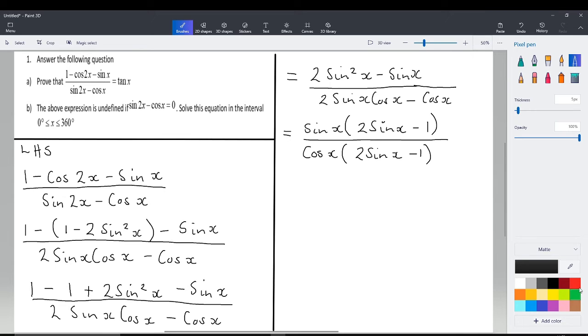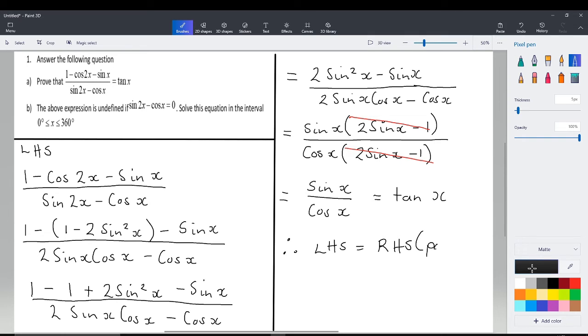We cancel out what is common in the numerator and in the denominator. You can see that the bracket there is common. So we cancel 2 sine x minus 1 and 2 sine x minus 1. What we have left is actually sine over cos. And sine over cos is an identity for tan x. So therefore, the left-hand side is actually equal to the right-hand side. We have just proven that.